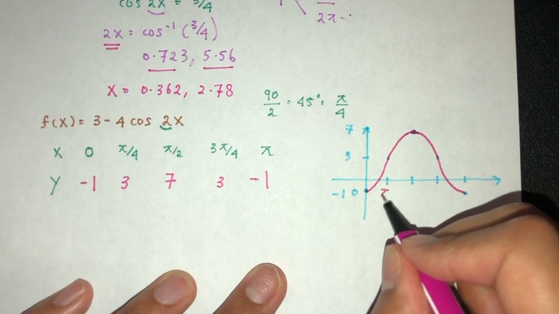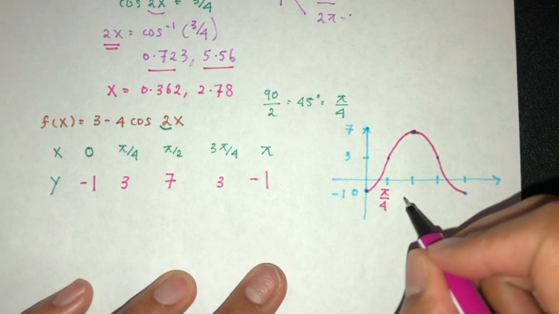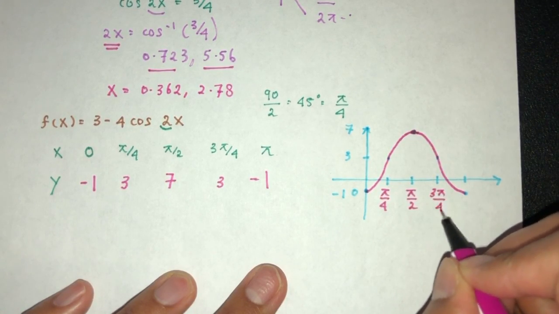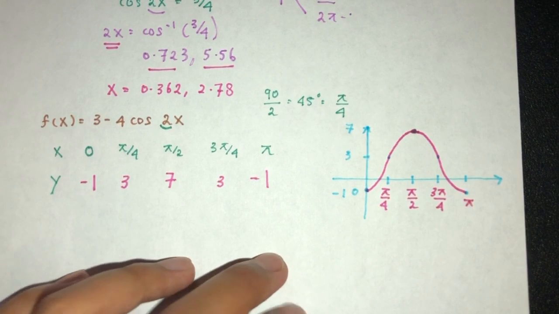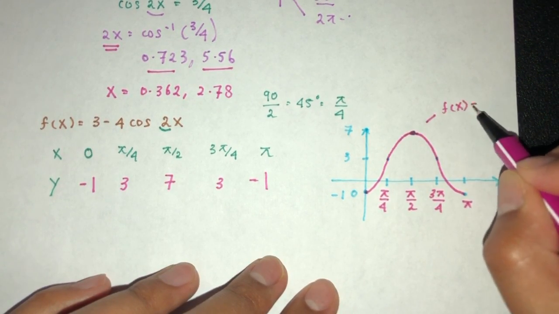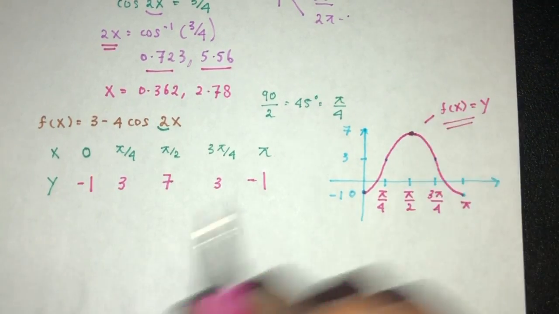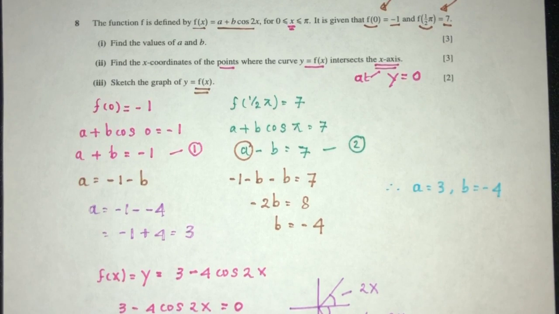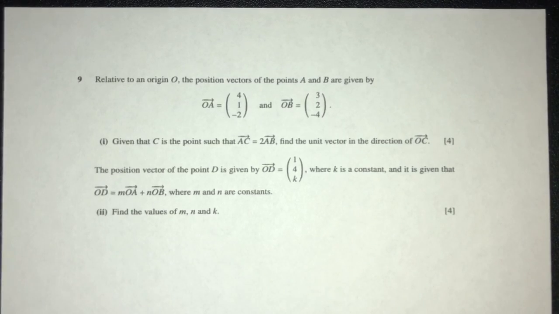Of course, you have to label the x values as well to show that you have made some work to find these points. And at the end, don't forget to label this as y equal to f of x as your sketch. And this is the question in relation to trigonometry, and also I think this will be more in the chapter of functions, but as you can see, everything that we've done here is connected to trigonometry. Let's move on to the next question.